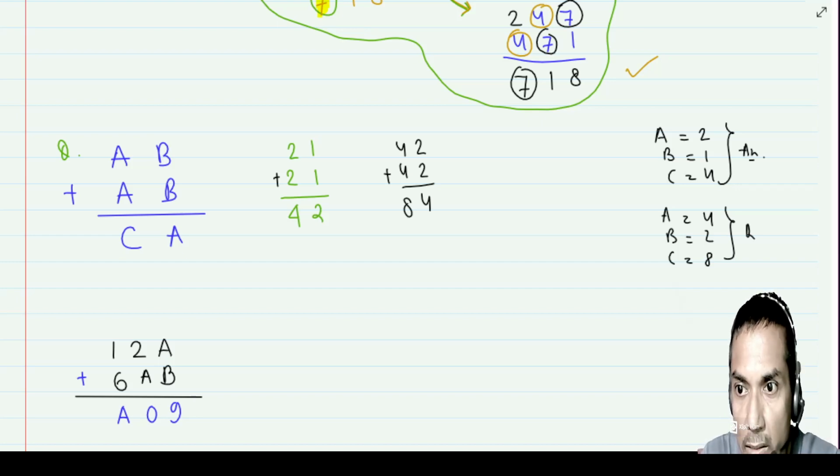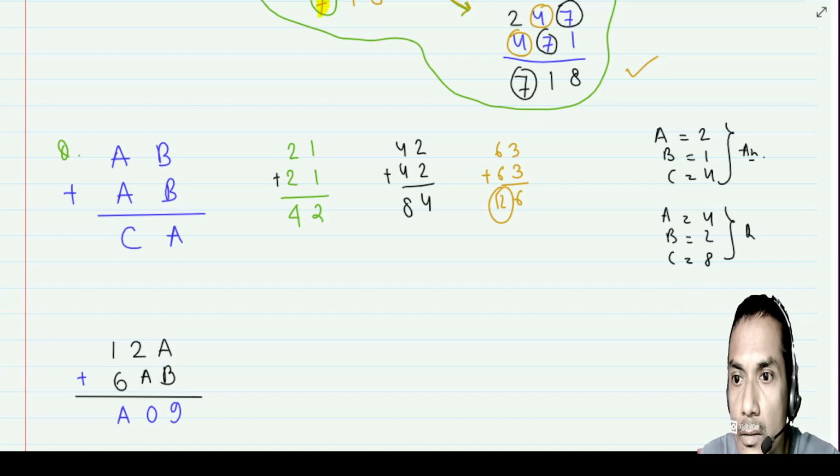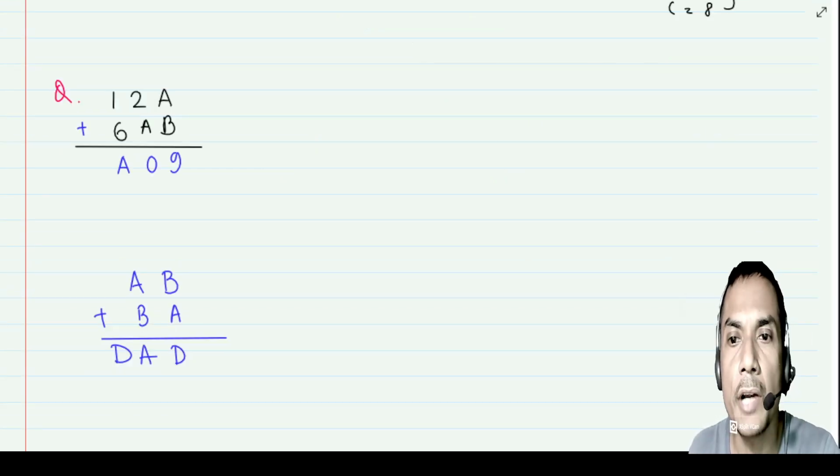Again we put the 3, so this is 6, and then transfer the 6 here, so this is 12. So it is not possible because it's a 2-digit number. So you got the answer. Clear? It is not possible. Clear? Now try to answer this question.